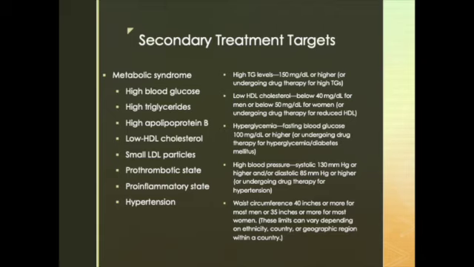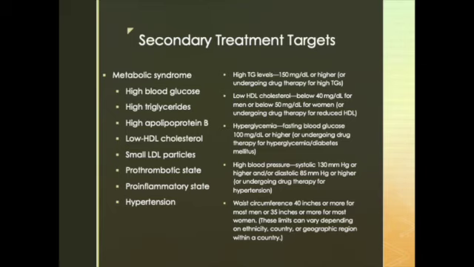We have to remember that high cholesterol is just one component of an overarching metabolic syndrome. Remembering that metabolic syndrome is a group of metabolic abnormalities that are associated with increasing your ASCVD risk as well as type 2 diabetes. So high blood pressure, high glucose, high triglycerides, high apolipoprotein B, low HDL, small LDL particles, being in a prothrombotic state and a pro-inflammatory state are all going to increase your ASCVD and make up metabolic syndrome.